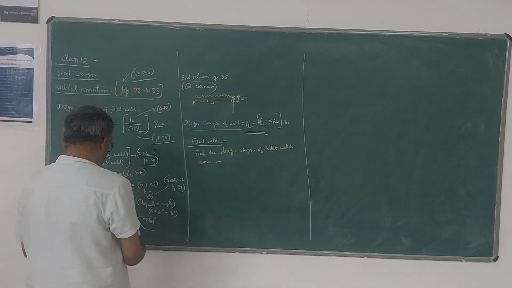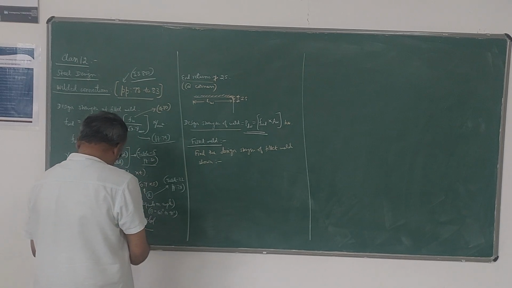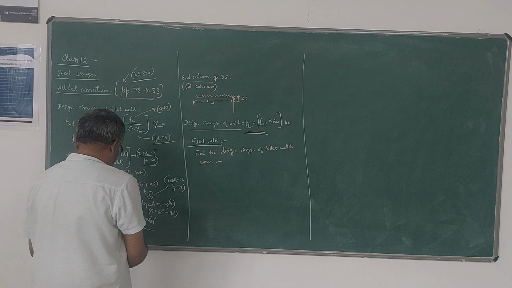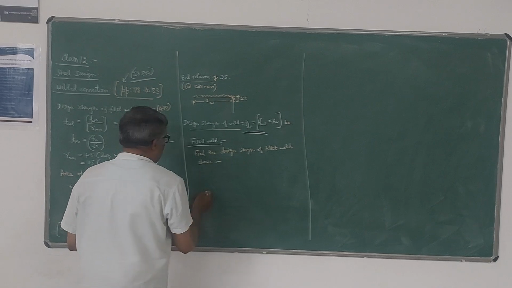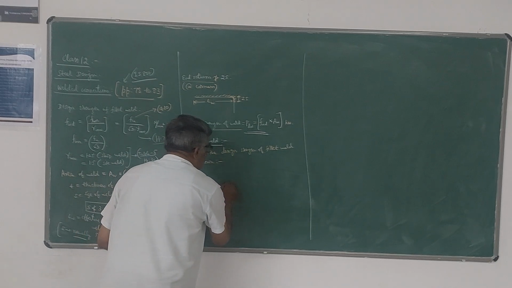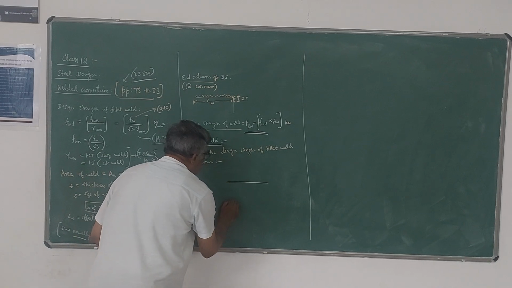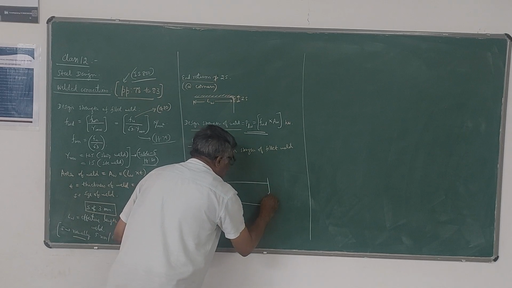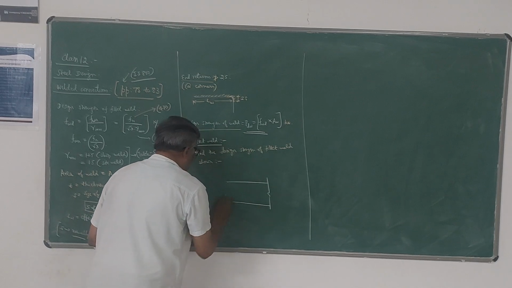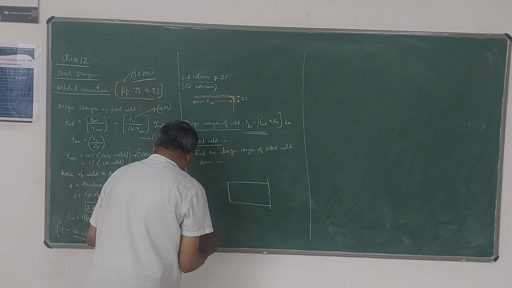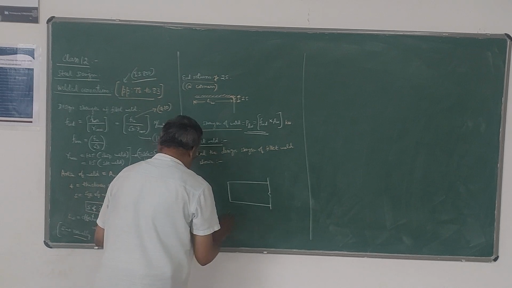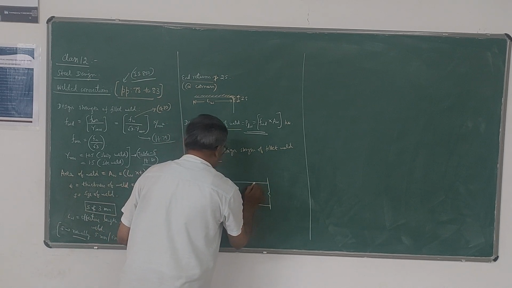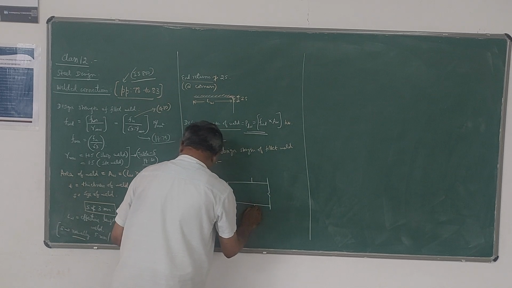Okay, now let me take the figure like this. Here he has given a plate. This is a plate. The plate runs like this in this direction. This plate is connected to a gusset plate. So like this, this is the gusset plate.